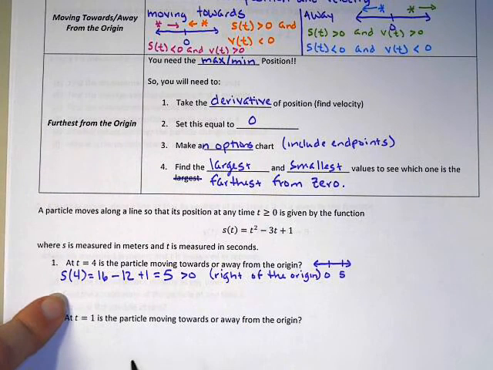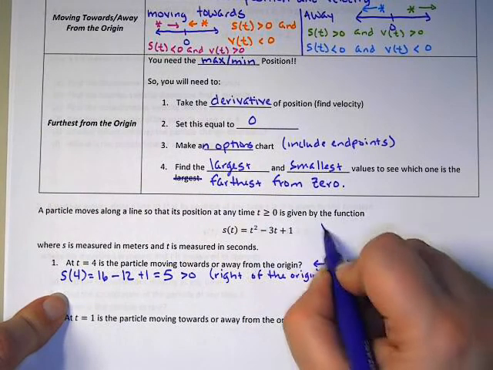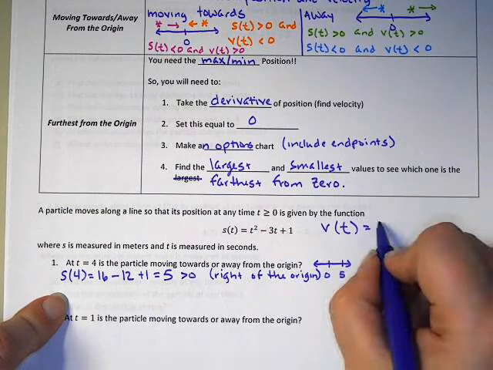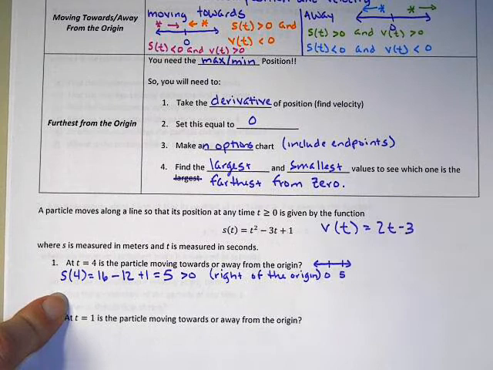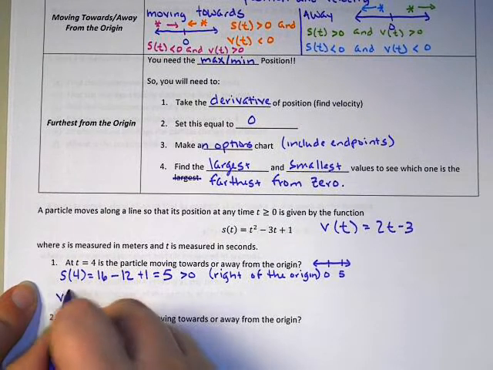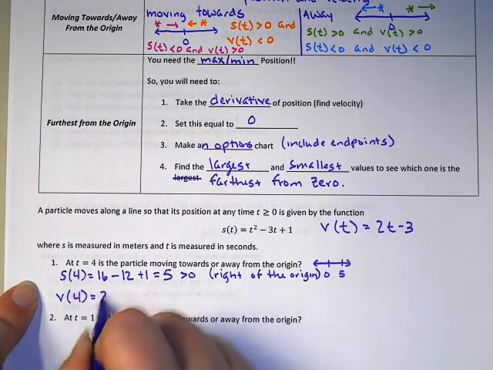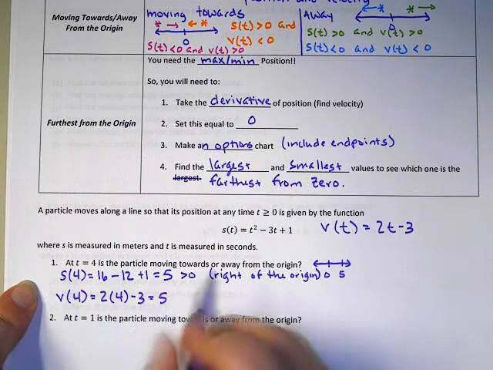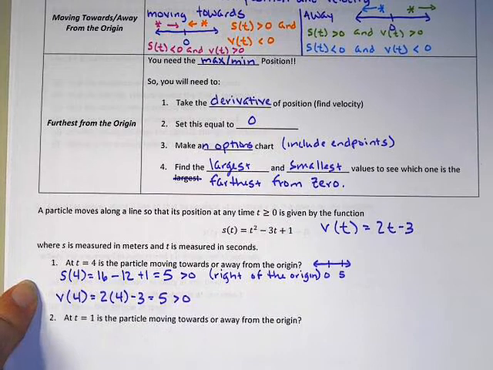Then we need to look at the velocity. Well, I'm going to go up here really quick and just find the velocity function up here. So if I take the derivative, it's 2t minus 3. So if I want the velocity at 4, that's going to be 2 times 4, which is 8, minus 3, which gives me 5, and 5 is greater than 0.